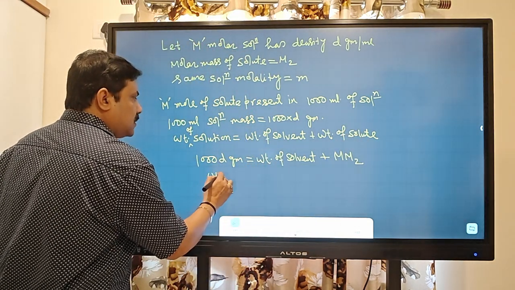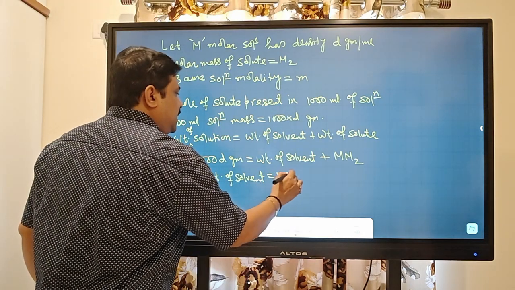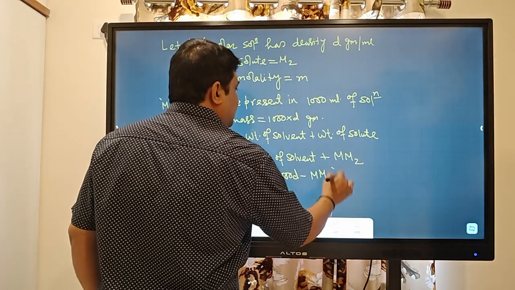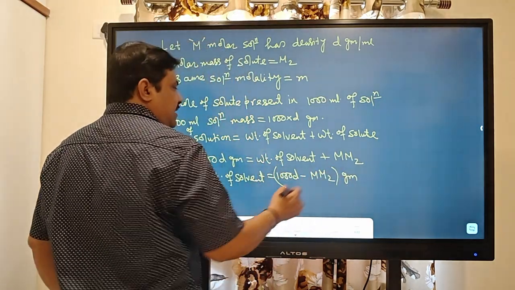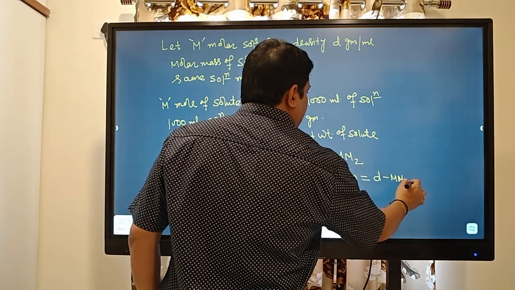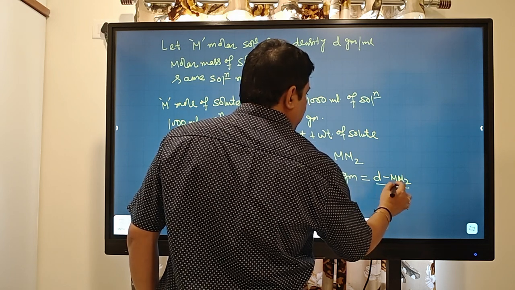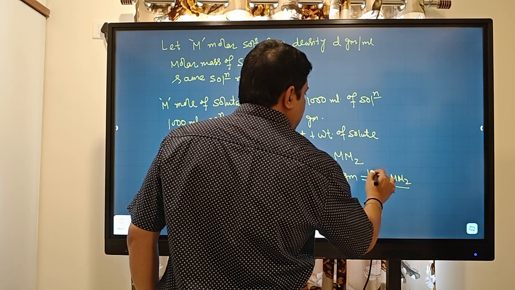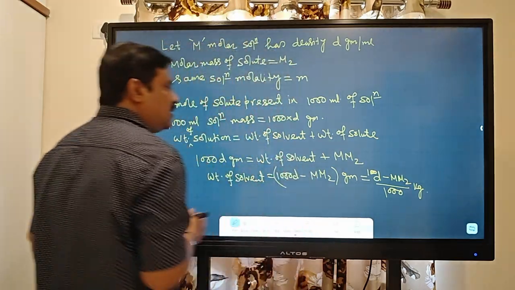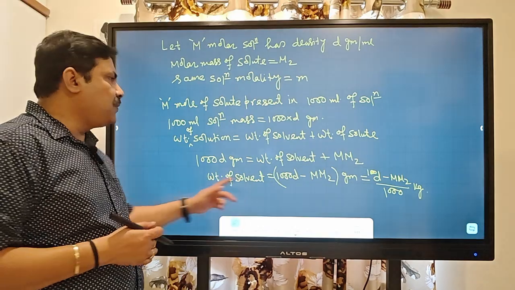Then the weight of solvent will be equal to 1000 d minus m into M2. This will be in gram. So in kg it will be nothing but (1000 d minus m M2) by 1000. These will be in kg, because gram to kg conversion means divided by 1000. We got the weight of solvent in kg.